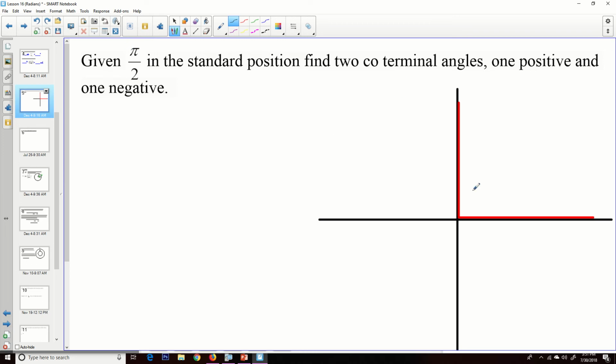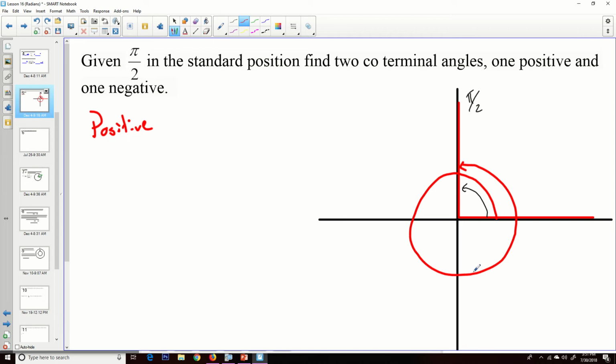So given pi over 2, this angle right here is pi over 2 radians. Find two coterminal angles, one positive and one negative. Okay, so let's talk about the positive value first. It's going to start in the standard position, go up to that one, and then go all the way back around until we get to here. So it's pi over 2 plus a circle.